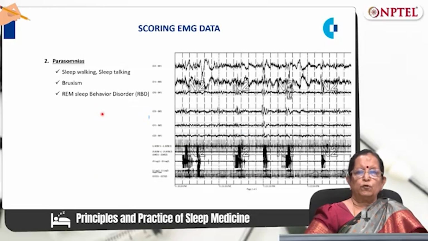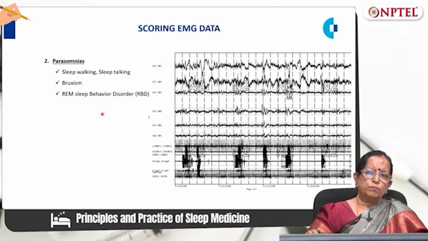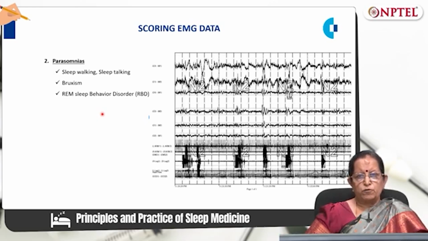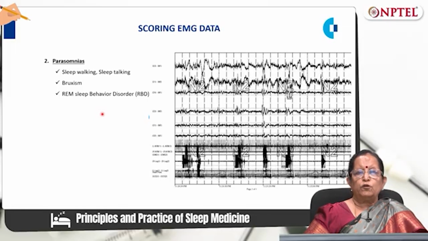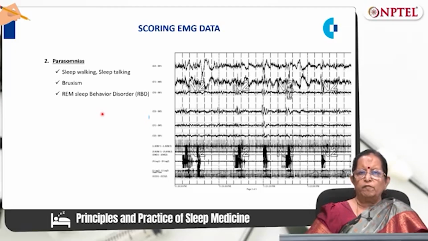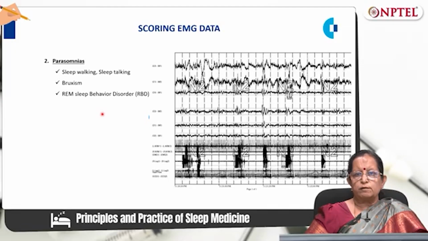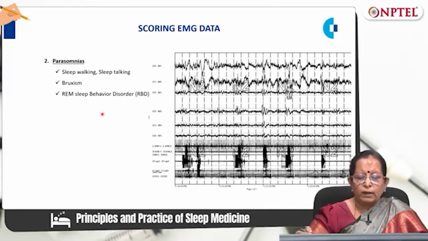So, then I told you there are monitors to watch your movements also, video visuals that are attached to the polysomnography. So, we can look for parasomnias. What are parasomnias? Like sleepwalking, sleep talking, bruxism, then REM sleep behavior disorder. REM sleep behavior disorder is when the patient is having dreams in REM sleep, he will be enacting the dreams by some movements.